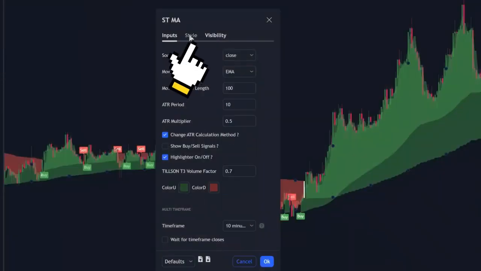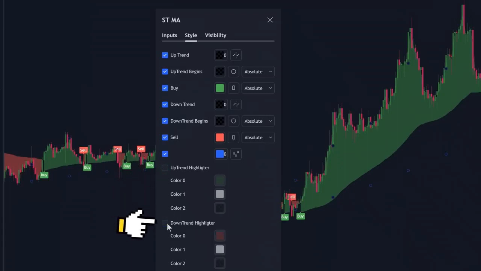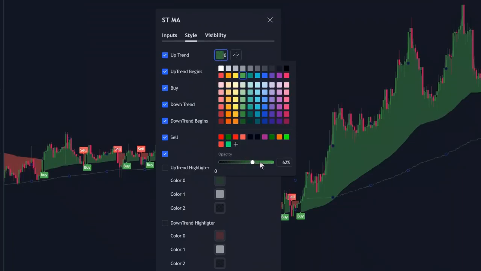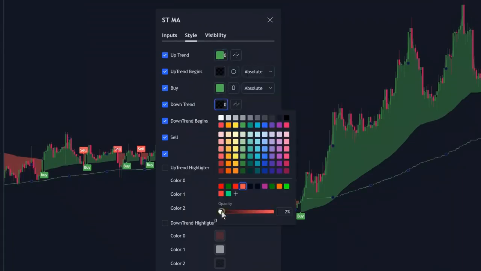Then head over to the Style tab. We're going to disable the Uptrend highlighter and the Downtrend highlighter. And then we're going to click here and increase the uptrend's colors opacity to 100%. And click here to increase the downtrend colors opacity to 100%.